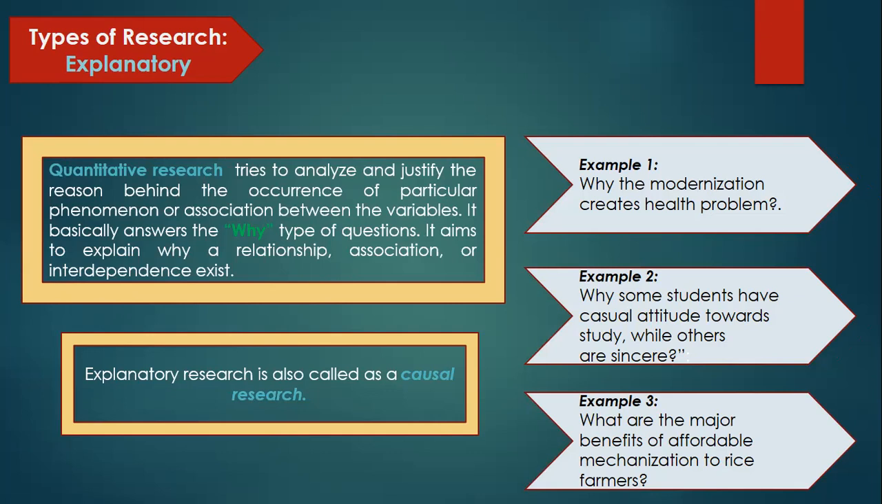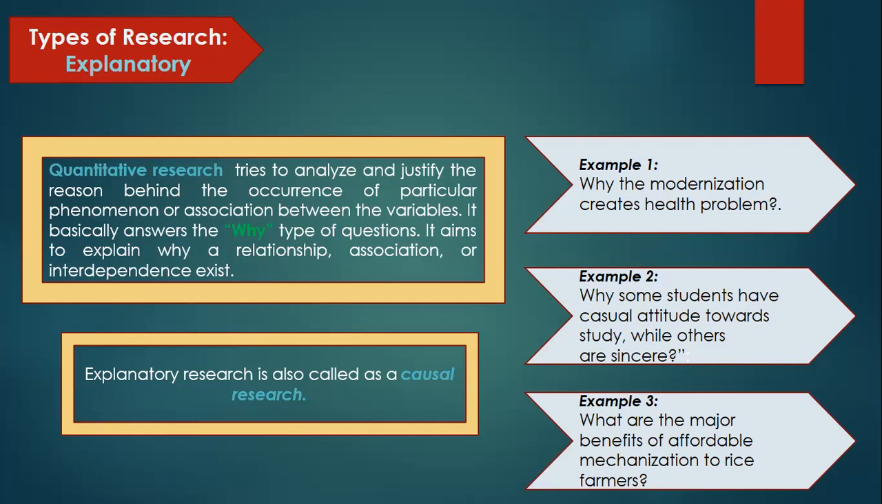Another example, why some students have a casual attitude towards study while others are sincere. Okay, maybe this example is a spoof. It spoofs you as a student. I hope that it does not hurt you as a student, because some students are good students while others are not. Okay, maybe different aspects to consider, like some are blessed enough to have resources. They have computers, laptops, gadgets, internet connections, while others do not. And then others are living in remote areas, rural areas, so they do not have enough resources to cope with online blended learning. So there are a lot of factors to consider in explanatory research.